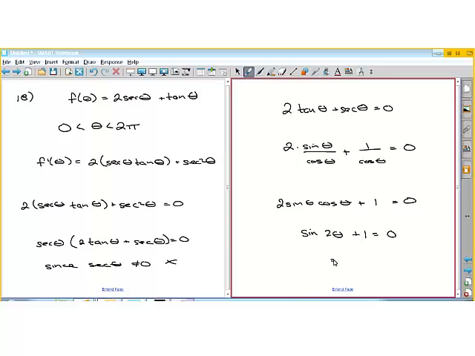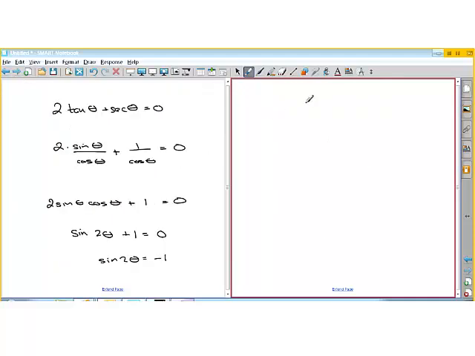So now what do we do? Sine of 2 theta is equal to -1. And you take the inverse sine. But in reality, we can't just take the inverse sine because that would limit our domain. But we're going to do it anyway. I want to explain why I can do that.